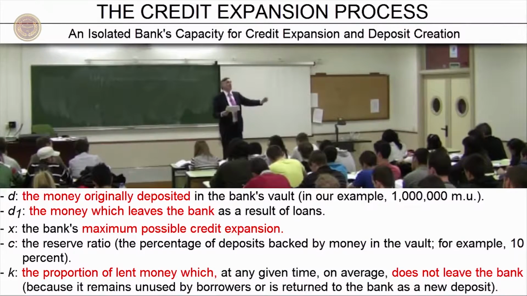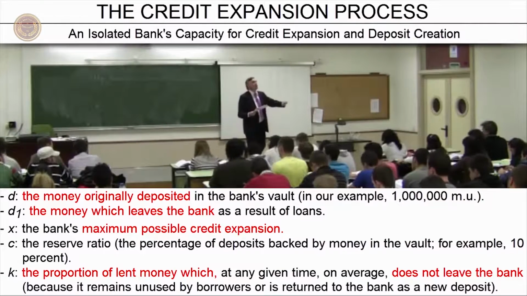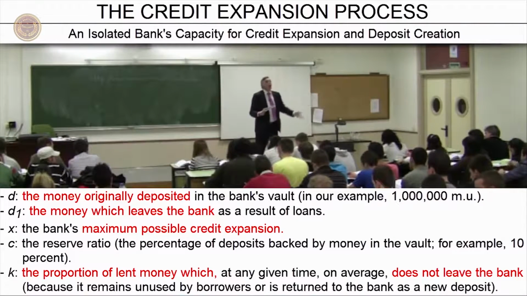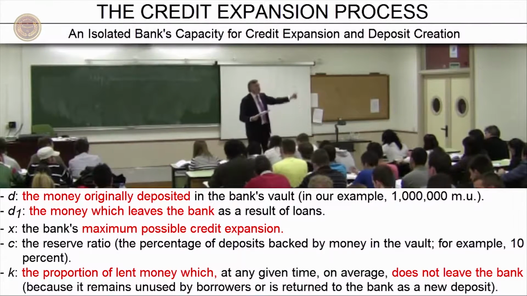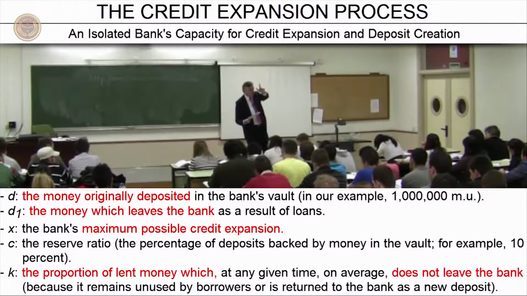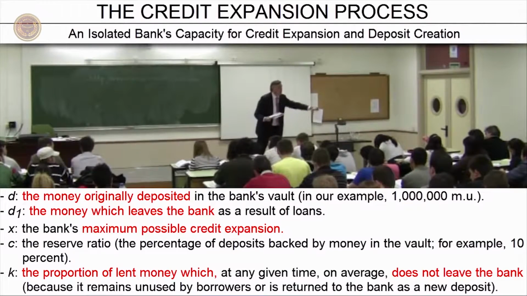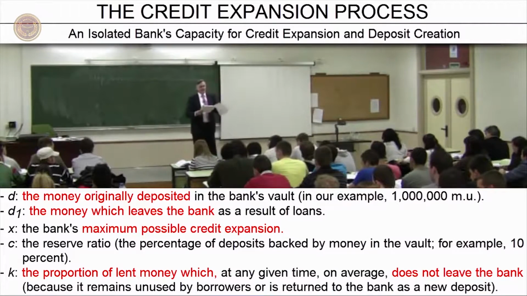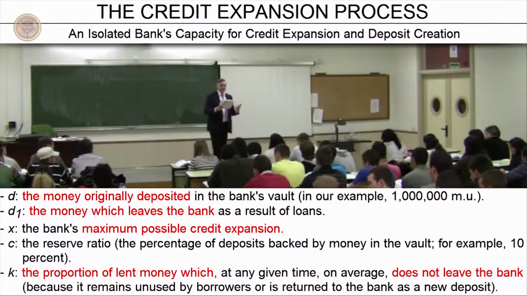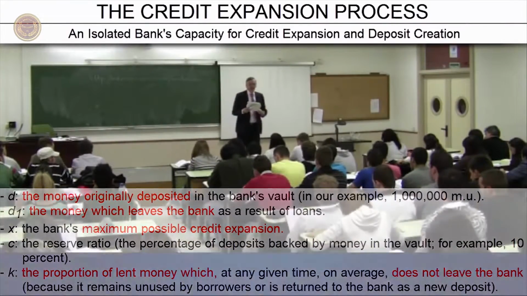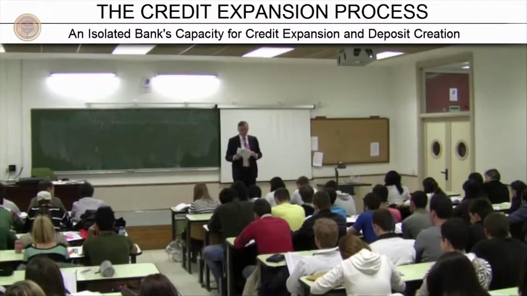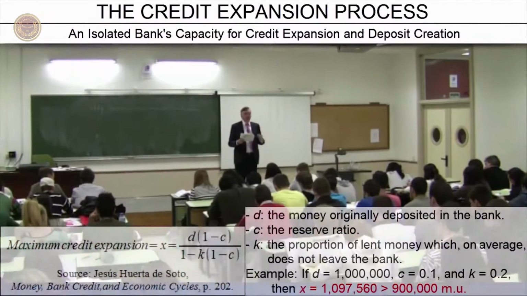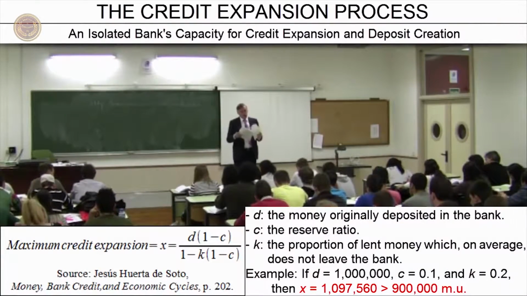Company Z may not pay out all of the money. It may use only 80% of 900,000, or it may pay out the whole amount. And yet 20% of the people who receive the money may deposit it back in the same bank, because they are customers of that bank. The credit expansion which follows is indicated by the formula on page 202.